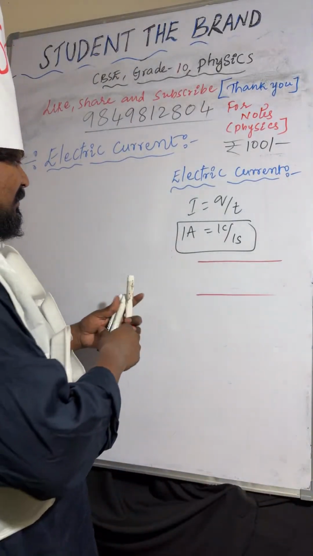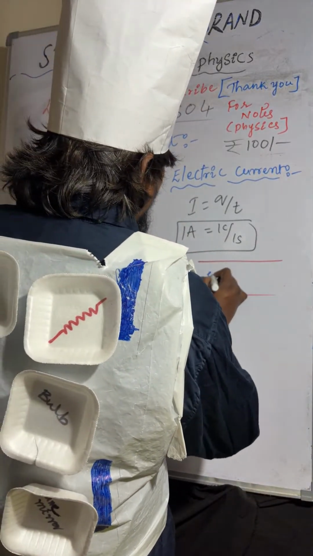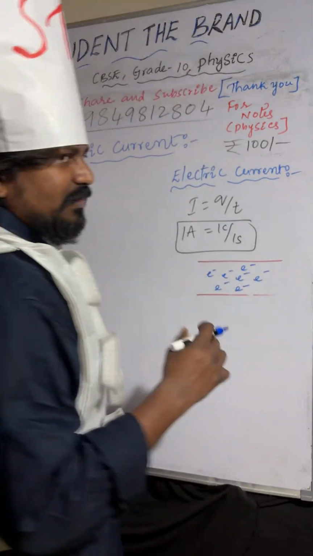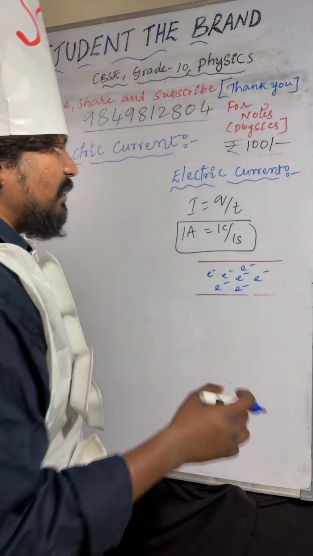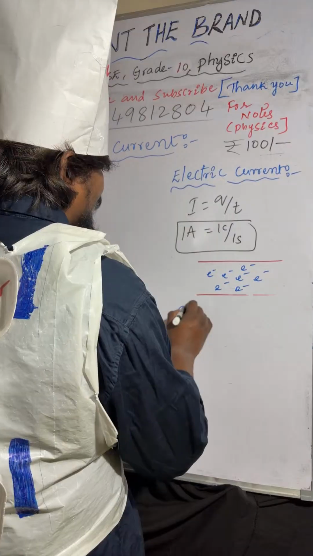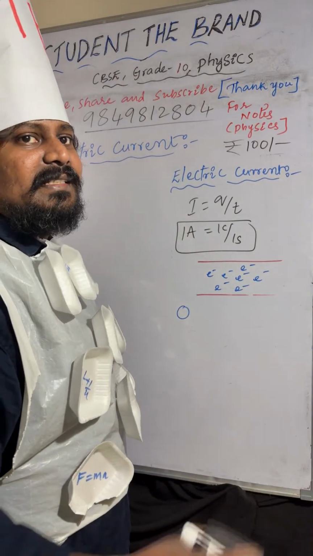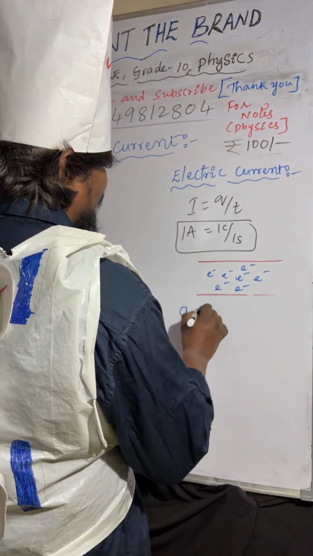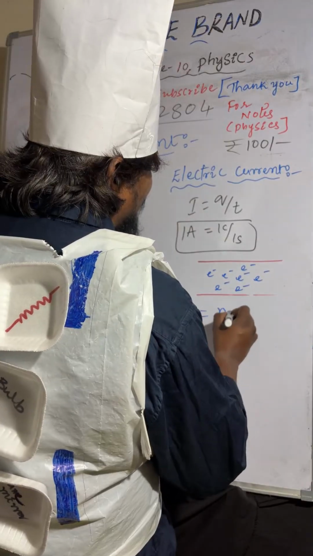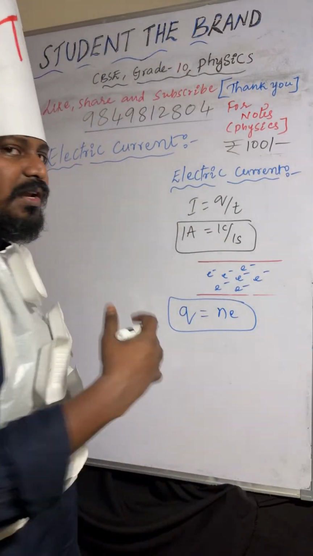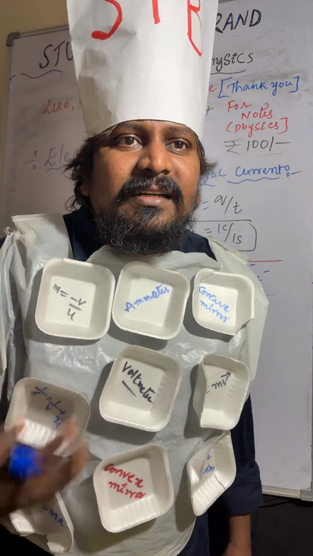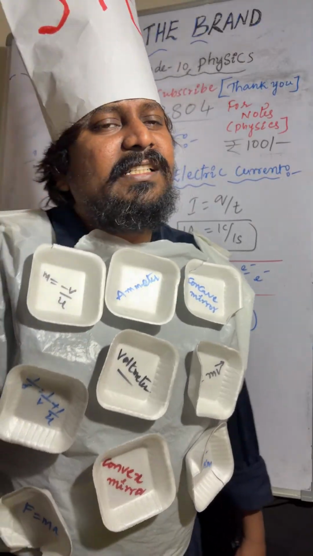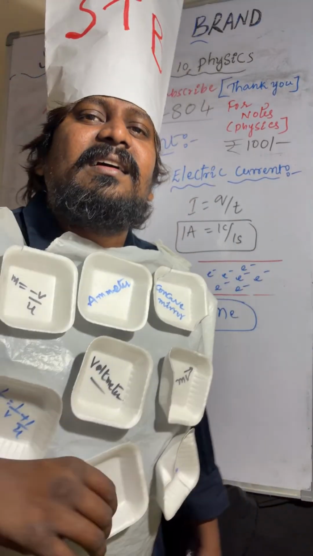So here you can say in 1 coulomb, 1 electron, 2 electrons, 3 electrons, 4 electrons, 5 electrons, 6 electrons, a number of charges are moving. So then we can say Q equals plus or minus Ne. Sir, why are you taking plus or minus Ne? Why can't you take only positive charge? No, there are charges moving, right? A number of charges are moving in the conductor.